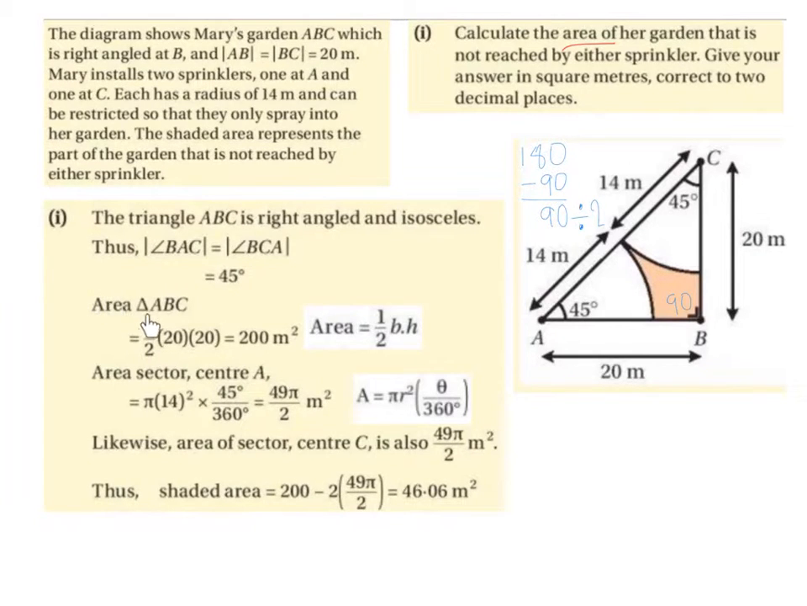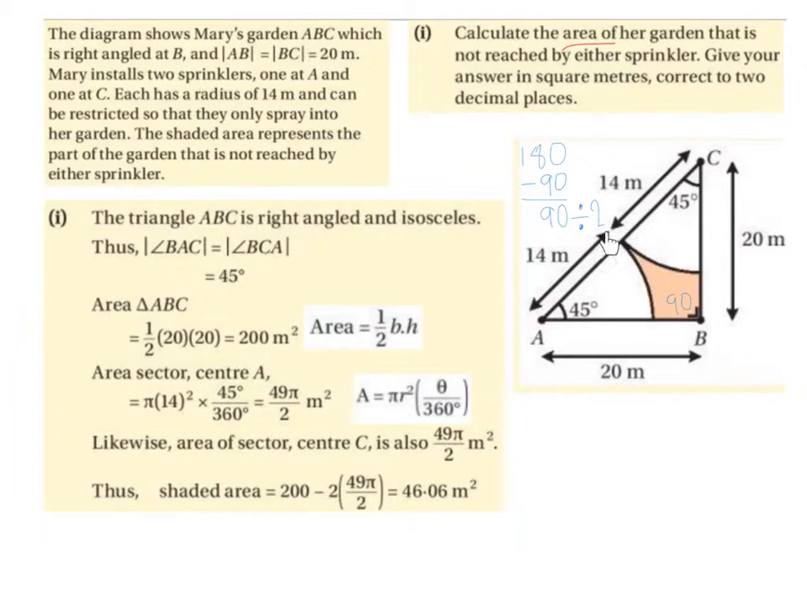So the area of the triangle ABC is going to be half times 20 times 20, which is 200 meters squared, because the formula for the area of a triangle is half times base times height. The base is 20, the height is 20, and half times 20 times 20 is 200 meters squared.